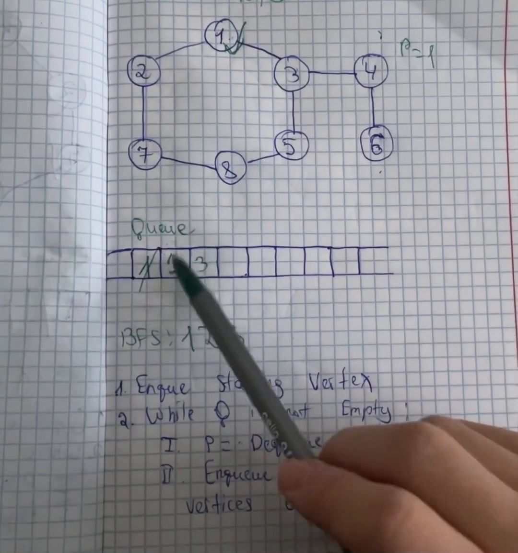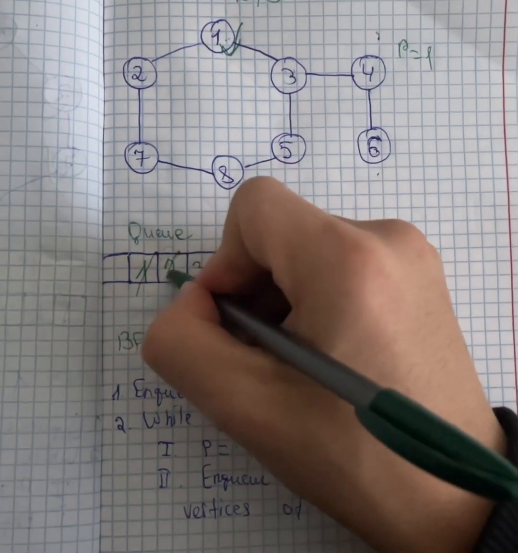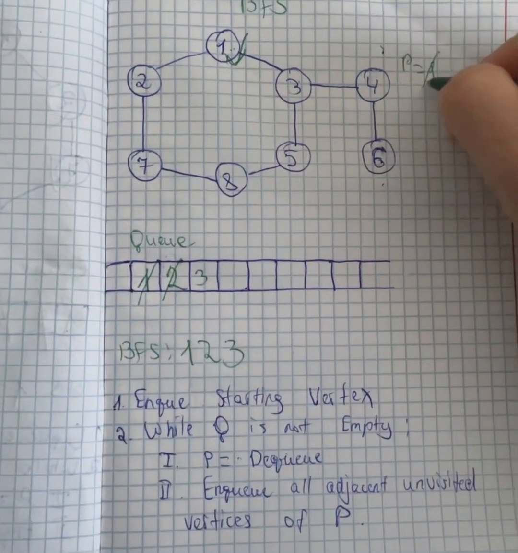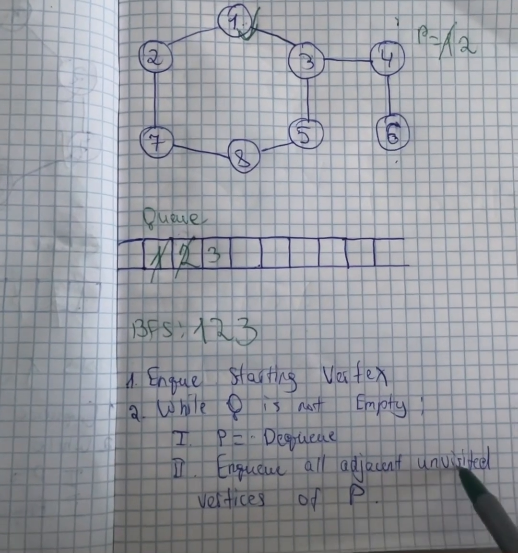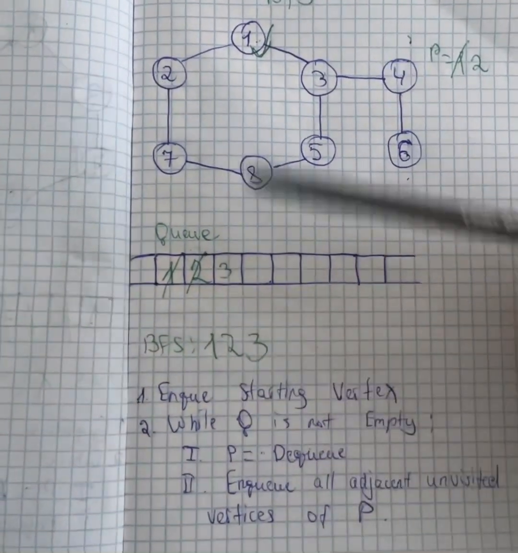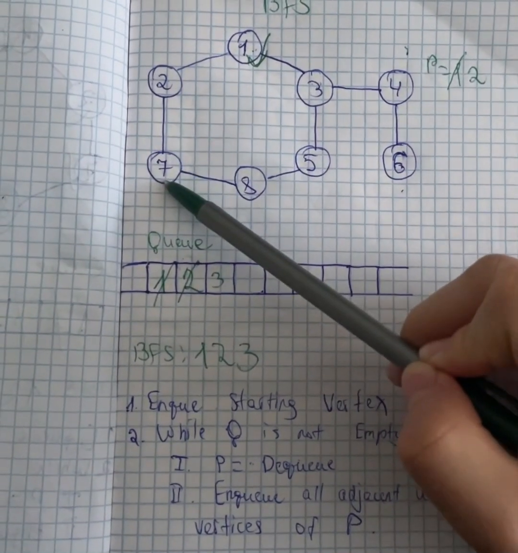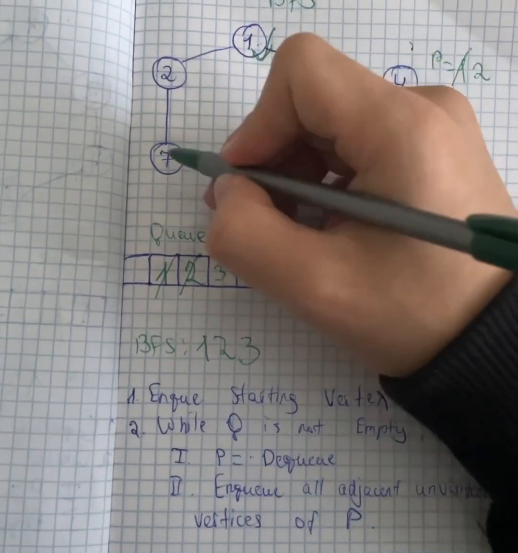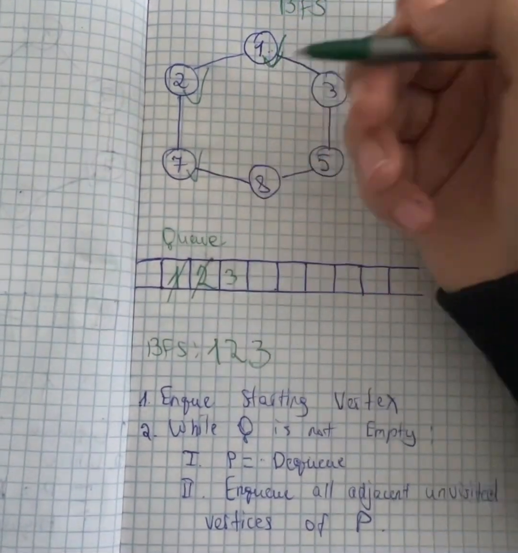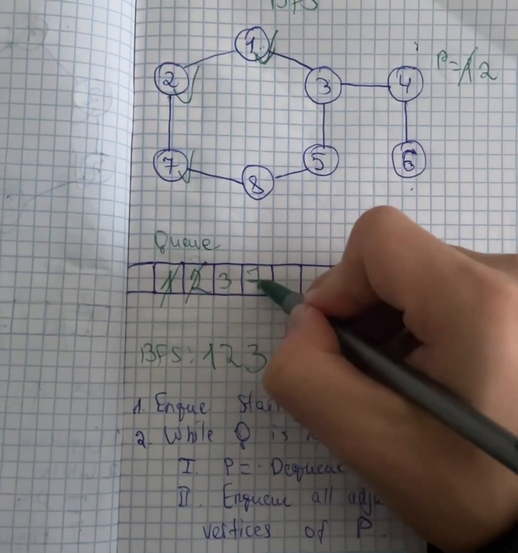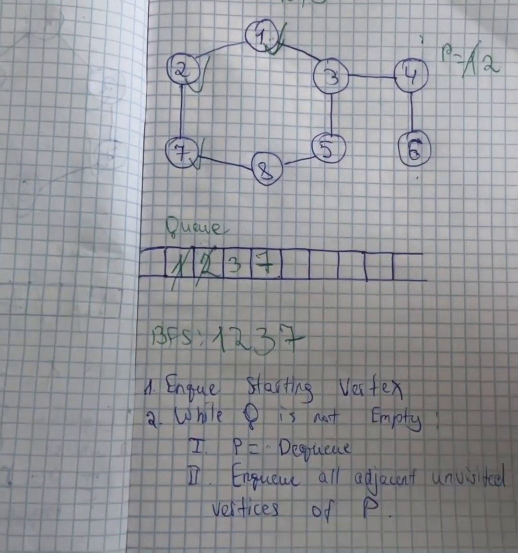Then P equals DQ. Now after 1 there is 2 in our Q. That means we now DQ it, remove it, and now P is not 1, P is 2, because we're working with 2. Then we NQ all adjacent unvisited vertices. In our case, adjacent vertices of 2 are 1 and 7. 1 is already visited, 7 is not visited yet. That means we mark 2 as visited, now we mark 7 as visited, and we write 7 here and 7 here too. Now we are done with 2.